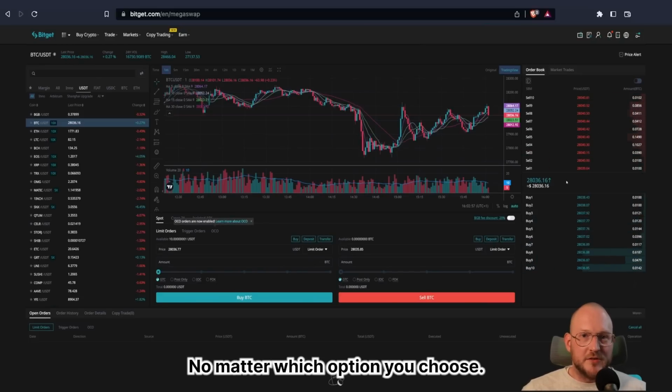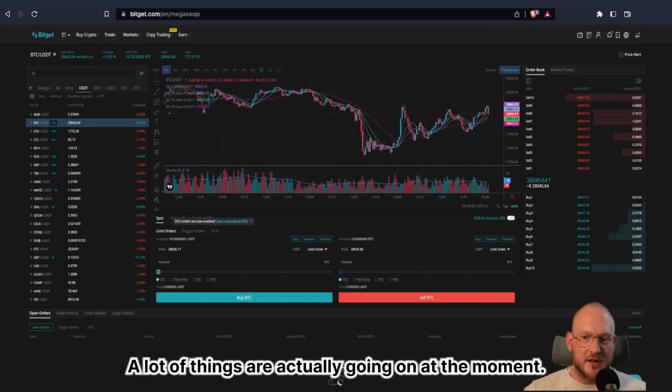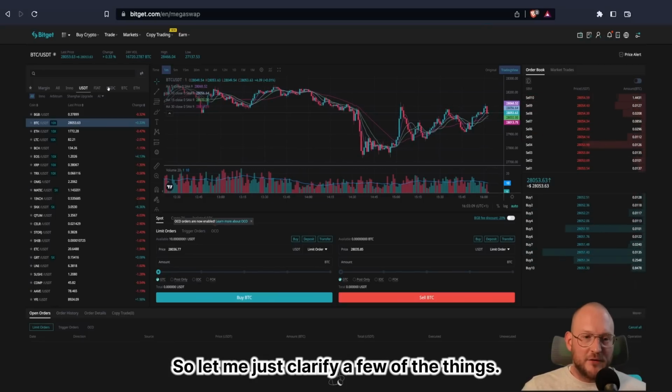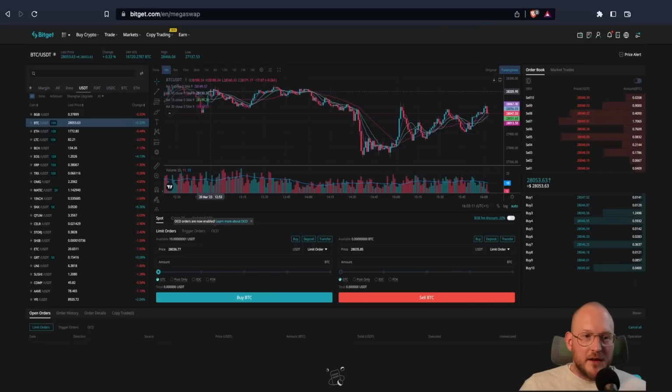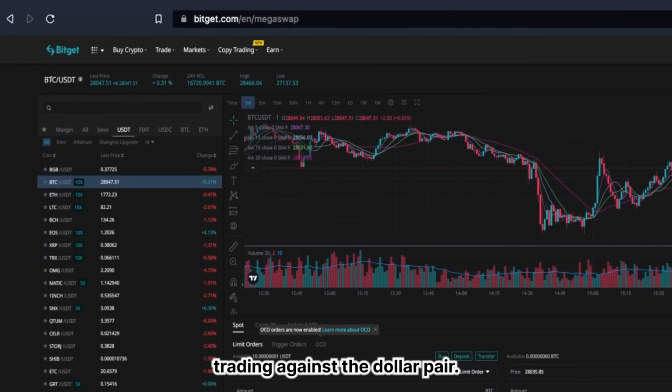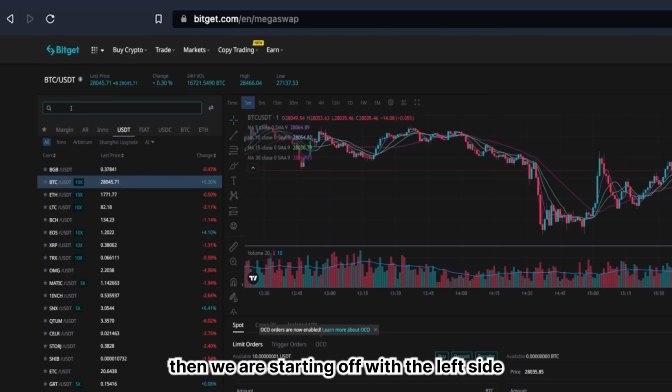No matter which option you choose, a lot of things are going on at the moment, so let me clarify a few of them. We are currently looking at the Bitcoin pair, trading against the dollar. If we want to trade a different pair, we start off with the left side, where we can specify what pair we would like to trade.